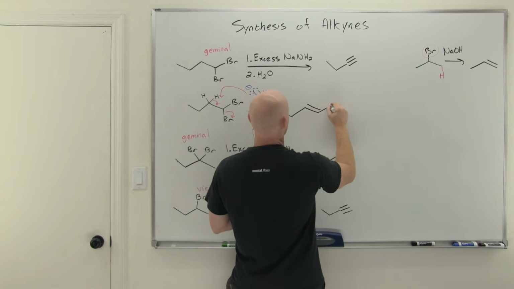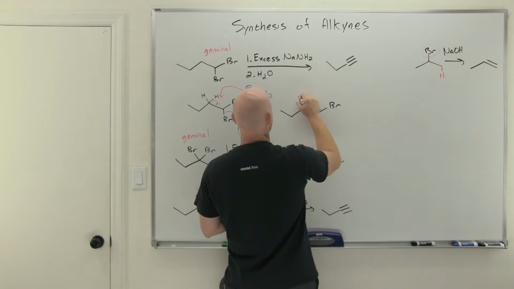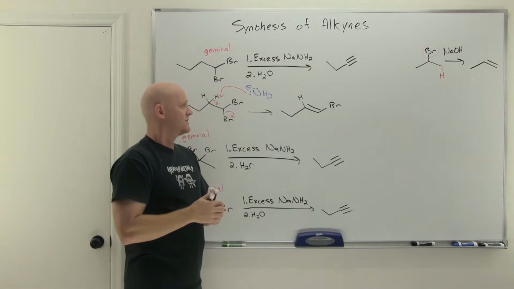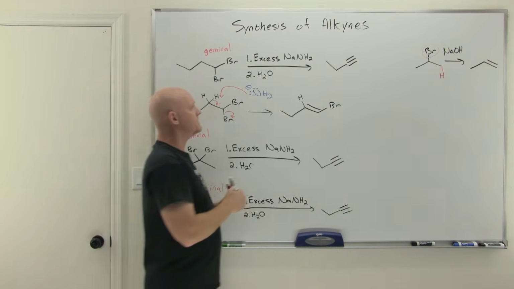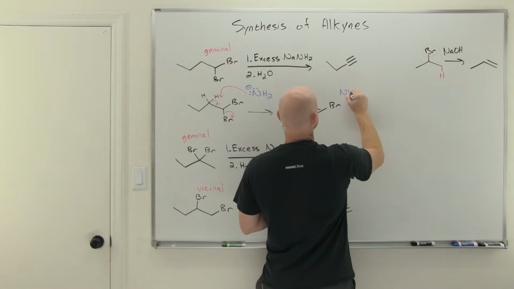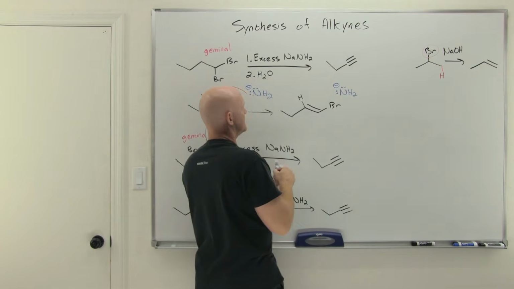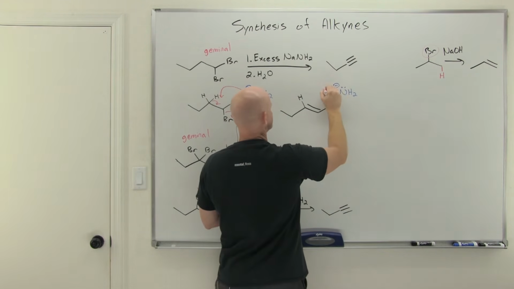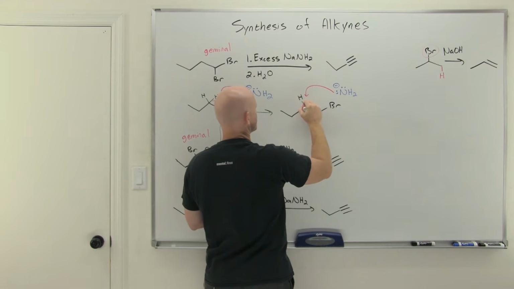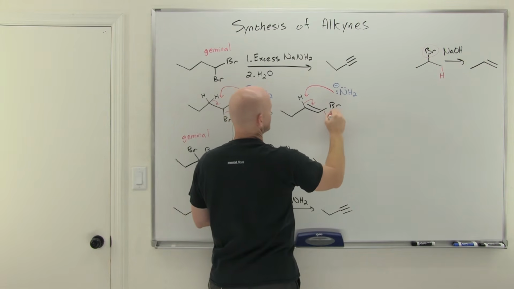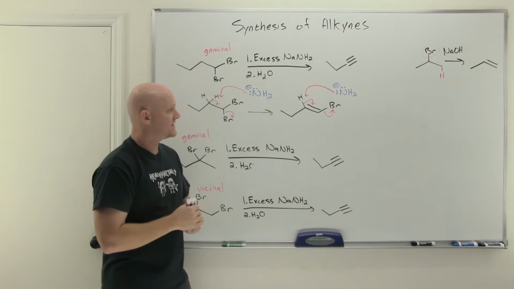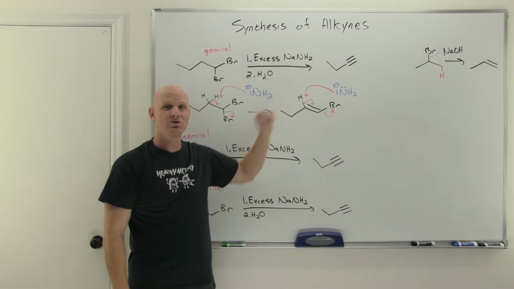We're still going to have one of our bromines left. We're still going to have a hydrogen. And from here, we'll have another equivalent of the amide ion coming in, deprotonating the other adjacent hydrogen, freeing up these electrons to form the triple bond, once again kicking off the leaving group. And it's the second step that needs the new strong base.